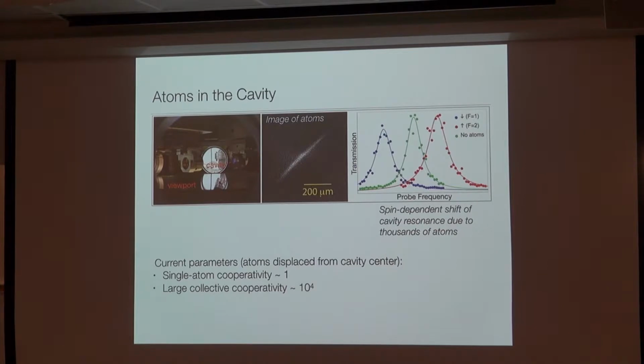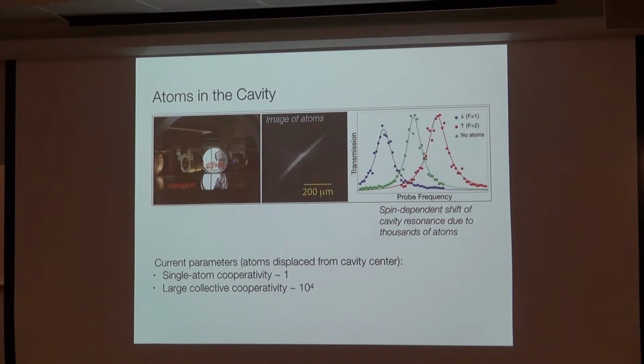We're not aligned at quite the smallest waist. So right now, we're actually working at a single atom cooperativity of about 1, and working with thousands of atoms so we can easily image them. Eventually, we can push this to a regime of higher cooperativity and smaller numbers of atoms. But this is actually what we're currently doing.